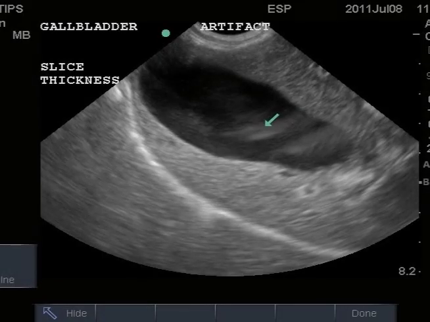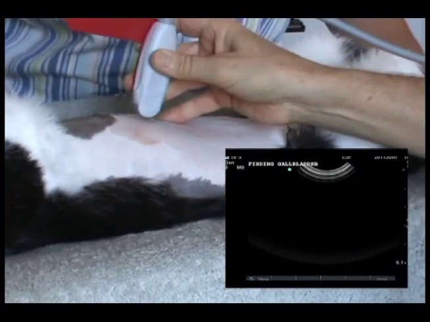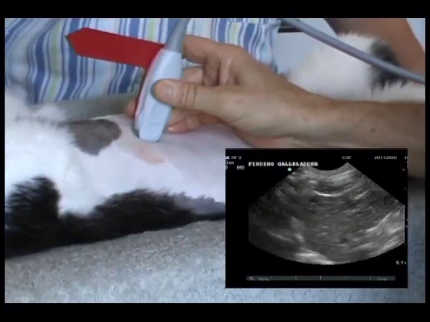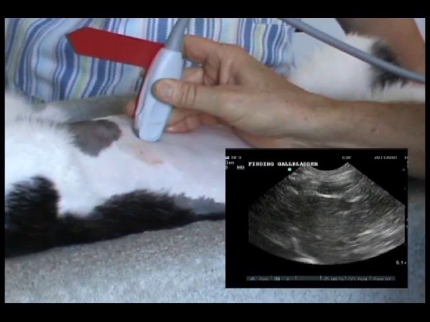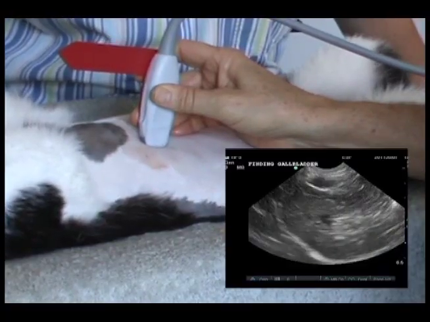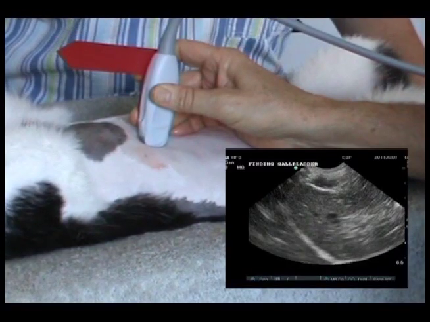Let's begin with a cat gallbladder. Place the transducer in a perpendicular position near the ventral midline and to the patient's right side of the xiphoid. Angle the transducer cranially to find the liver. Adjust depth so that the liver fills the ultrasound screen from the top of the screen to the bottom of the screen. The diaphragm should be to the left side of the ultrasound screen.